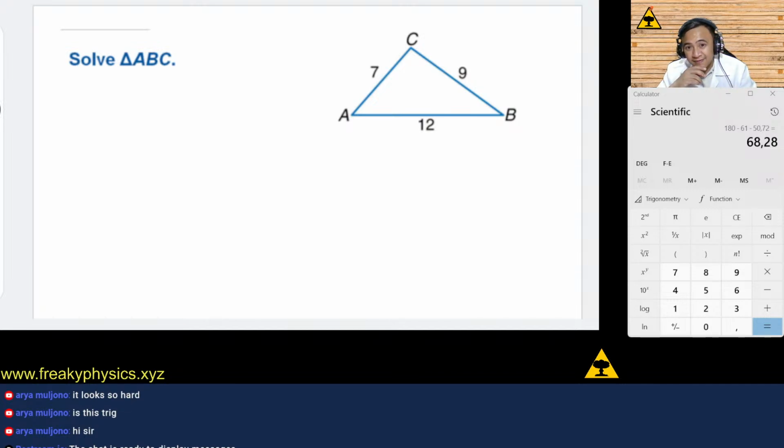All right, I'm going to go with the C angle first. So 12 squared equals 7 squared plus 9 squared, minus 2 times 7 times 9 times cosine capital C. Correct. And then you do these ones first, like the ones with the squares.